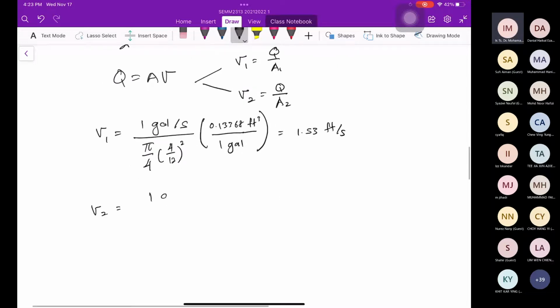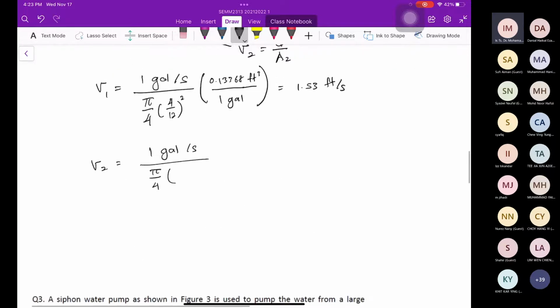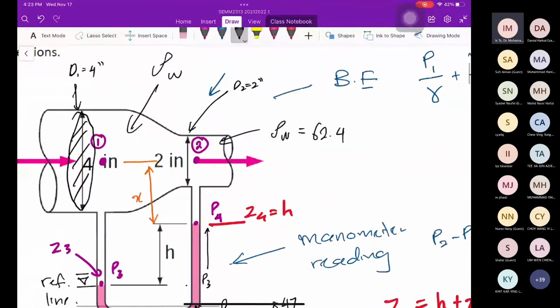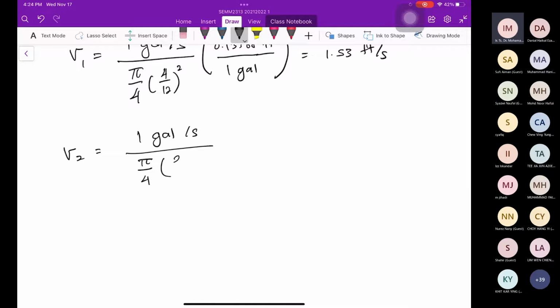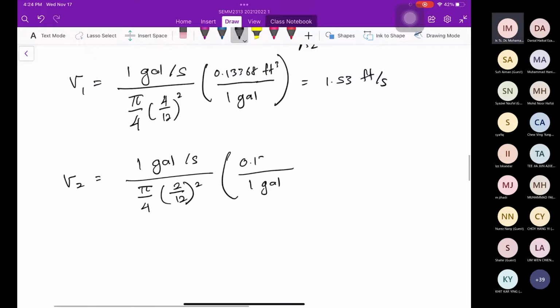V2 equal to 1 gallon per second divided with pi over 4 d squared. Alright, diameter is 2 inch, right? Okay, my diameter now is 2 inch. So convert into feet, divide by 12. 2 divided with 12, squared, multiply with conversion of gallon, 0.13368 feet cubic. You will have 6.13 feet per second. Alright.